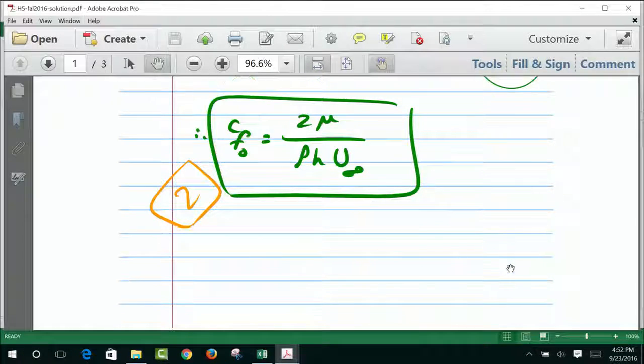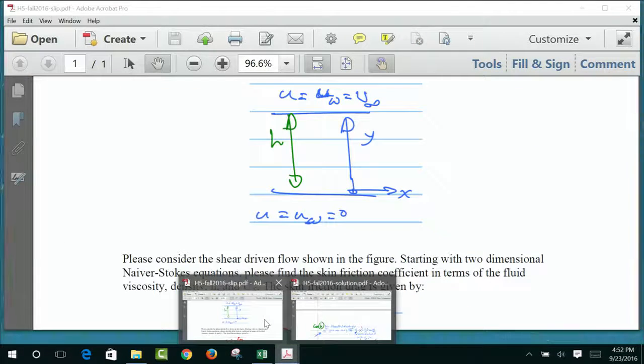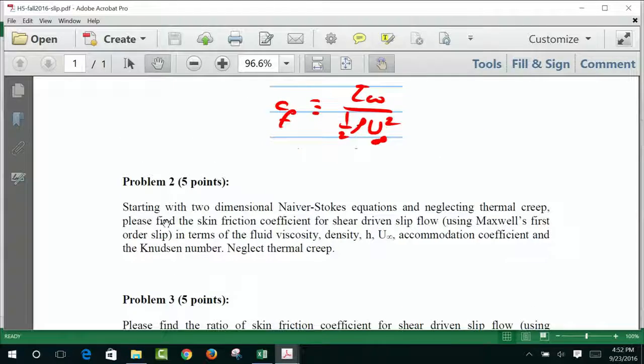Now the second part, with slip. He said, starting with the two-dimensional Navier-Stokes equation and neglecting thermal creep. So we will see today what thermal creep actually is. It's simply flow induced because of a temperature difference. Right, so for now, let's forget about it. Please find the skin friction coefficient for sheet-driven slip flow using Maxwell first order slip in terms of those variables.